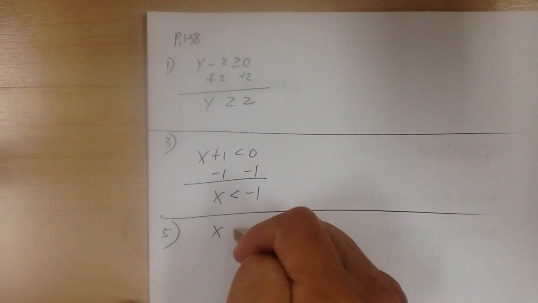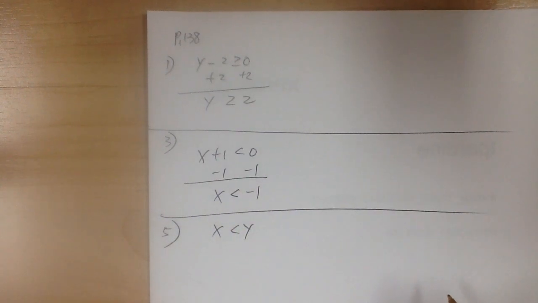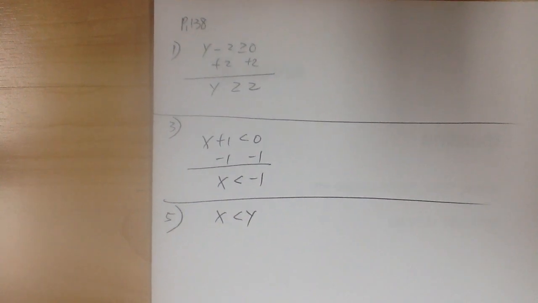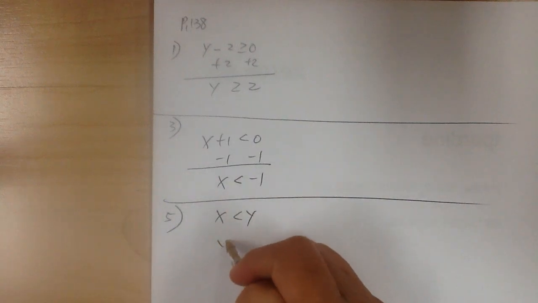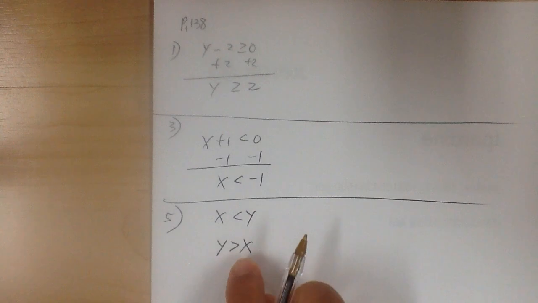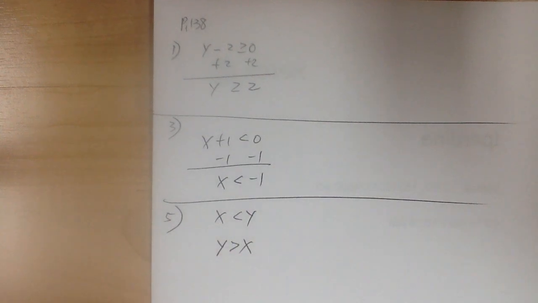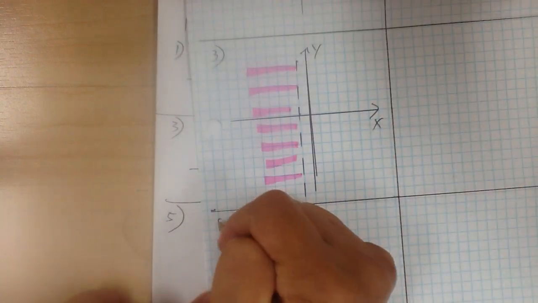You have x is less than y. We're going to put that in slope-intercept form, so that's going to flip it over. Now notice this arrow is pointing toward the x, so when you flip it over, you have to keep it that way. So again, you have to treat this as an equal. So number 5.